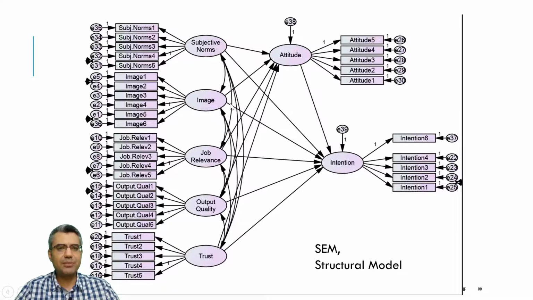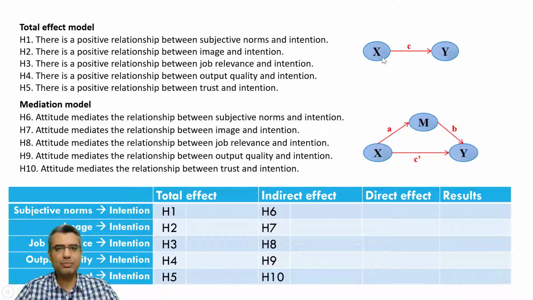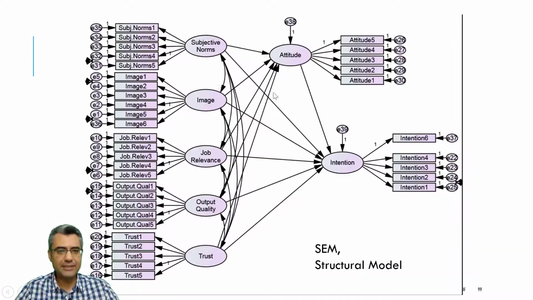So the total effect model, as you can see, is the relationship between X and Y without the mediators. It means subjective norms to intention, image to intention, job relevance to intention. So all these 5 to intention without the mediator, right? Without the mediator, it's a total effect, this direct effect plus this indirect effect.